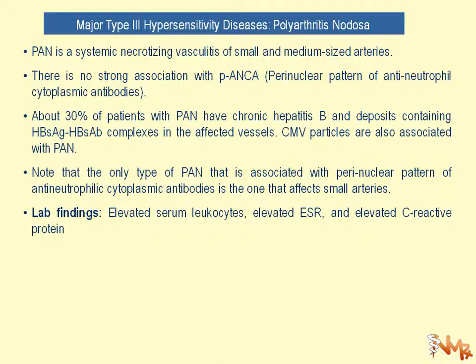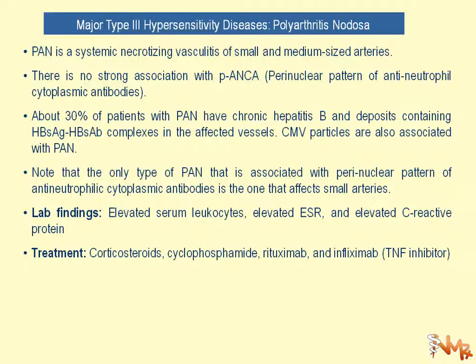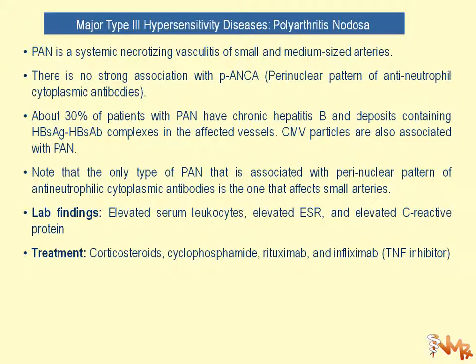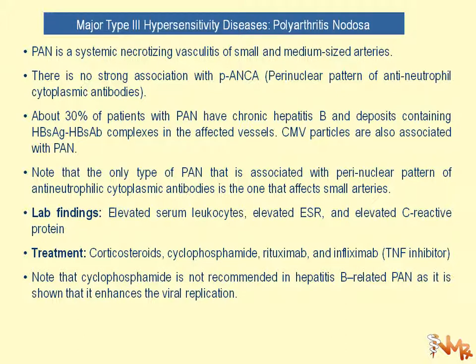Major lab findings of polyarteritis nodosa include elevated serum leukocytic number, elevated erythrocytic sedimentation rate, and elevated C-reactive protein. Treatment includes glucocorticosteroids, cyclophosphamide, rituximab, and infliximab. As we said earlier, infliximab is a tumor necrosis factor inhibitor. I want you to note that cyclophosphamide is not recommended in hepatitis B-related PAN, as it is shown that it enhances the viral replication in those patients.